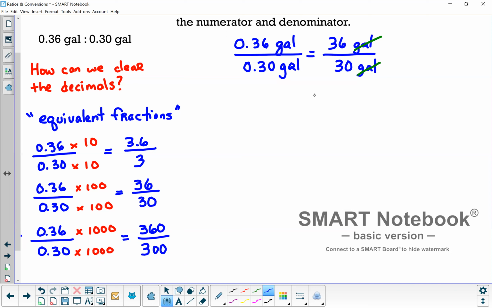All right, now the 36, let's think about common factors. 2 is a common factor of 36 and 30. So is 3. But you know what? Let's go with bigger than that, 6. So 36 can be written as 6 times 6. 30 can be written as 6 times 5. And we don't have the gallons anymore there because we reduced them in our first step. And so 6 divided by 6, that reduces to 1. And so we're left with a fraction of 6/5.